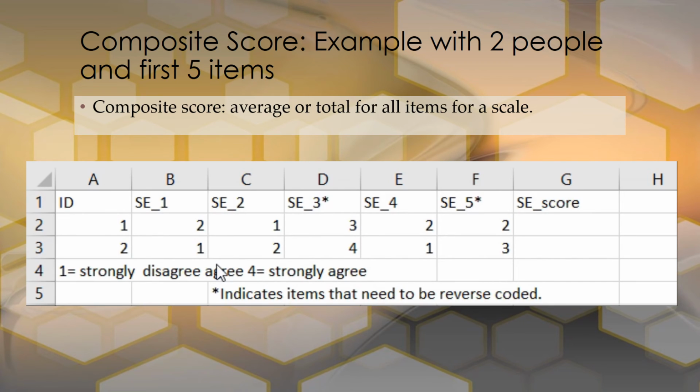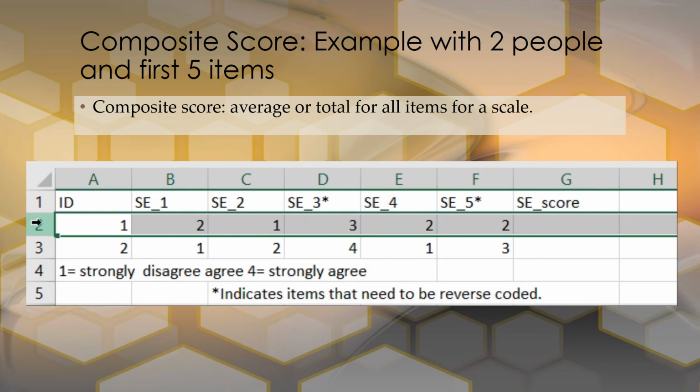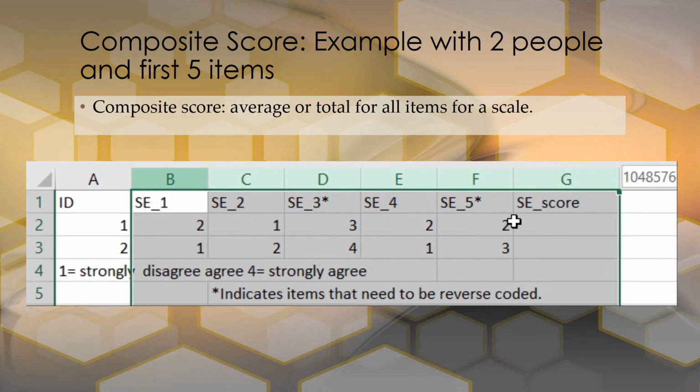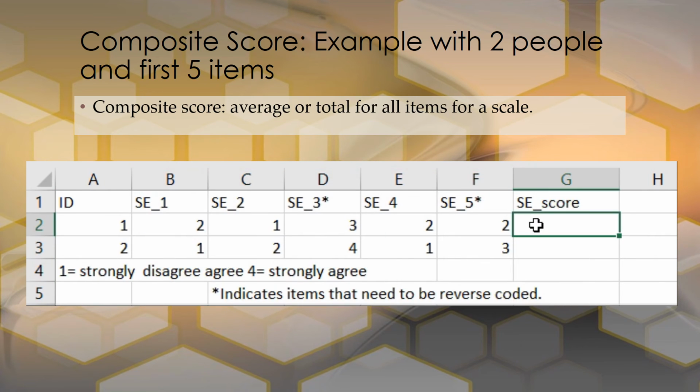So here I'm going to have an example. I have 2 people, so person 1 is in this row with the ID 1, person 2 is in this row with the ID 2. And then I just use 5 of the items from the self-esteem scale. I didn't have all 10 just for this example to make it a little bit more simple.